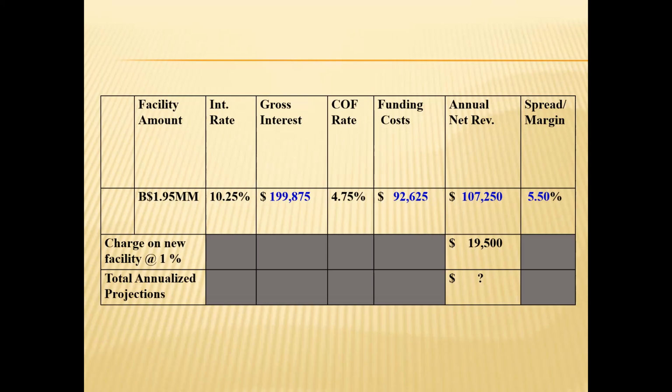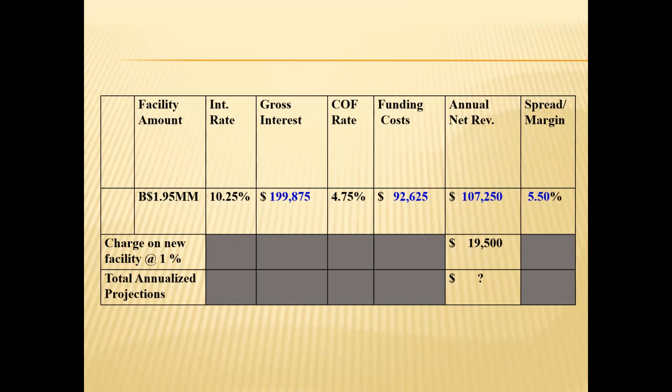Okay. And then if you want to check the annualized net revenue, because remember we simply subtracted the 92 from the 199 to get that 107, if you want to double check that figure, you do 5.5% of 1.95 million, and you'll get 107,250. So there's a way of double checking. Okay. Thank you again, sir.